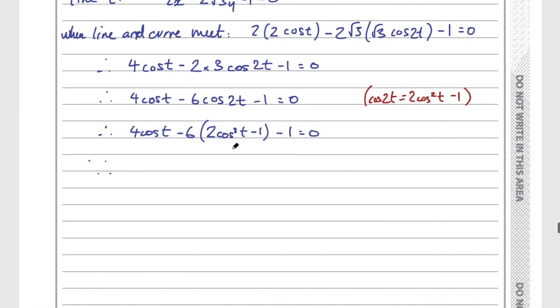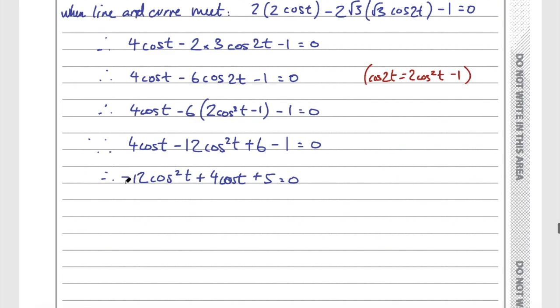And so then we can rearrange this a bit, so expand those brackets out again. So this will be 4 cosine t minus 12 cosine squared t plus 6, because that's a minus 6. So minus 6 times minus 1 is plus 6, minus 1 equals 0. And then simplify a little bit more, so I'll bring the cosine squared up the front of the equation. Then it starts to take the form of a traditional quadratic equation. So this will be minus 12 cosine squared t plus 4 cosine t and plus 6 minus 1, that's plus 5, equals 0.